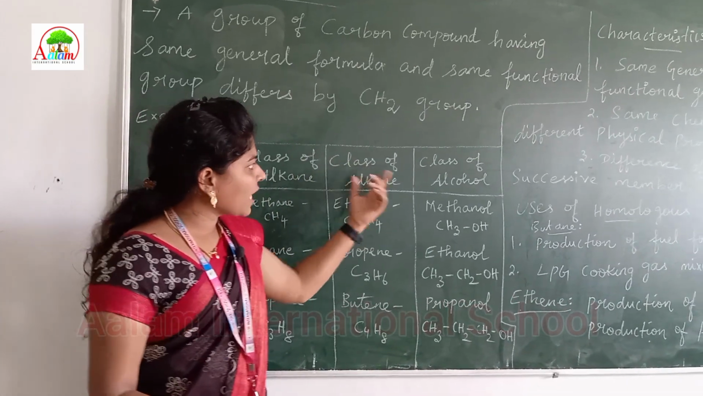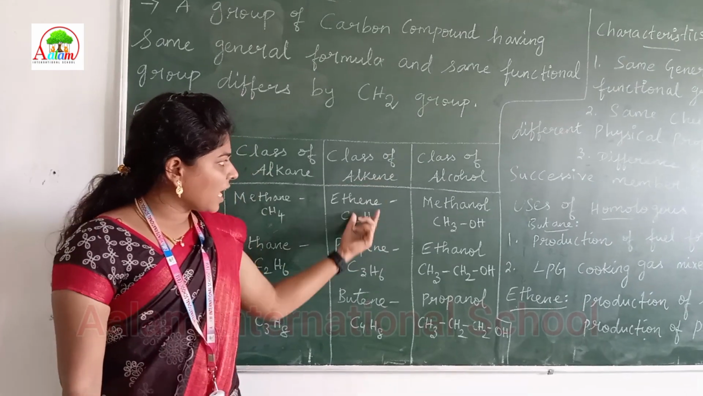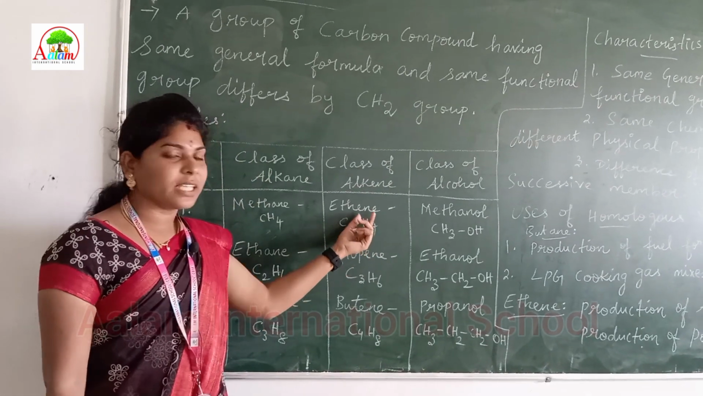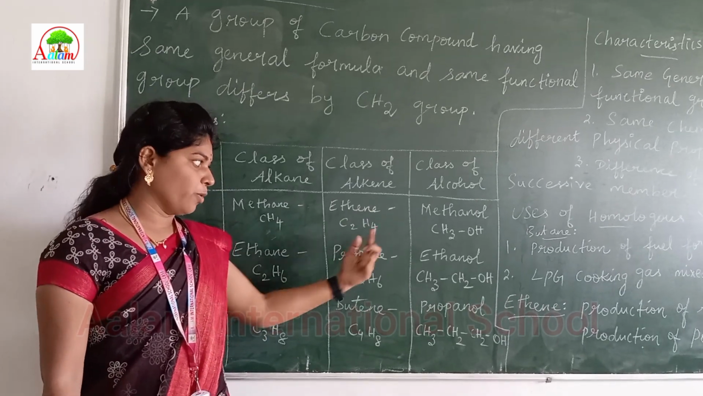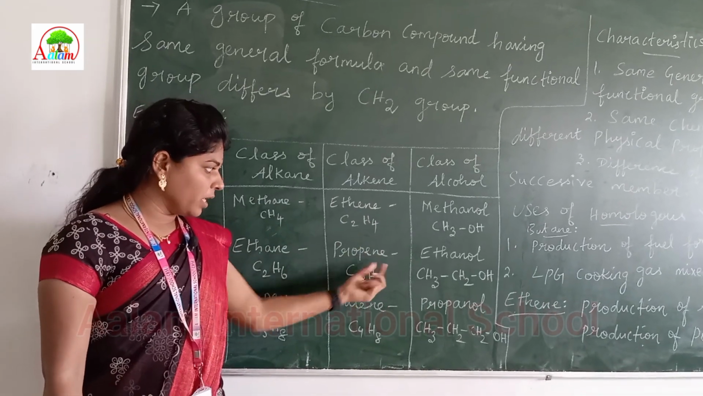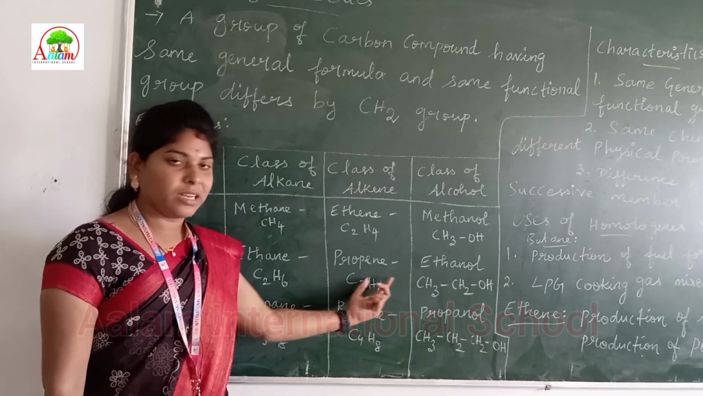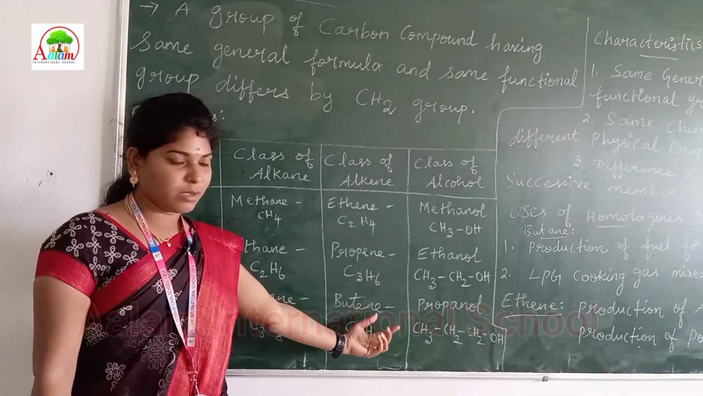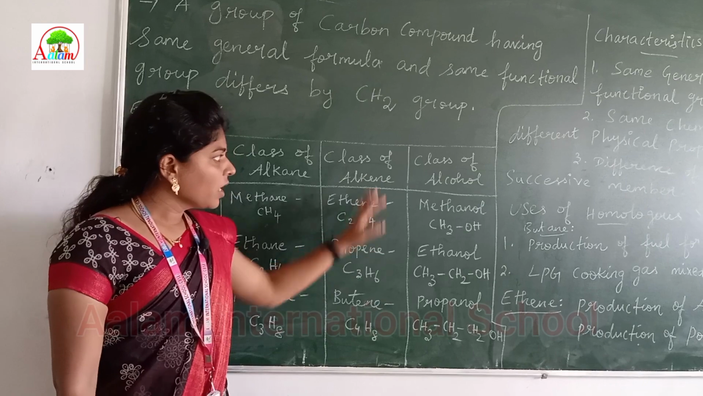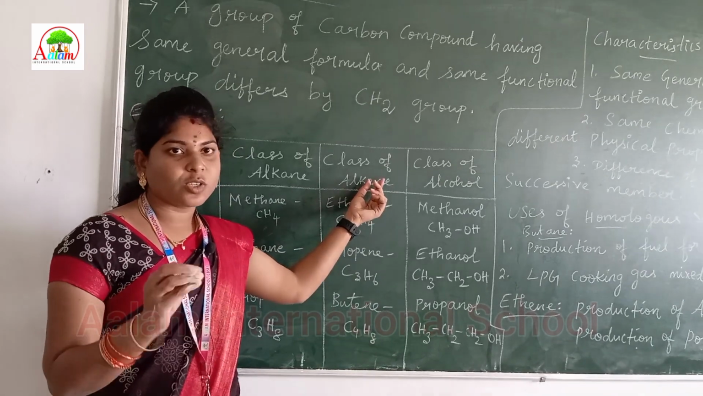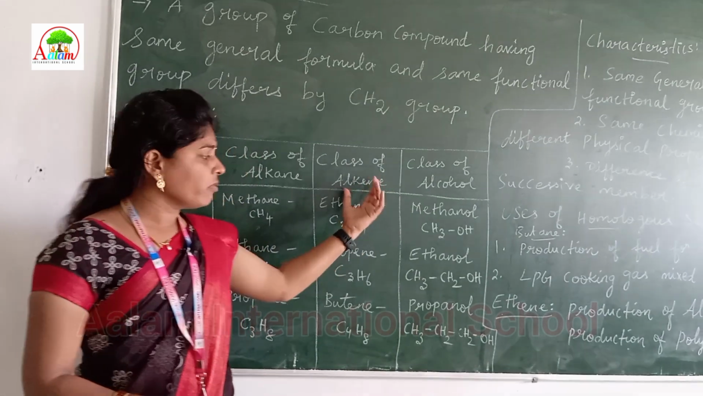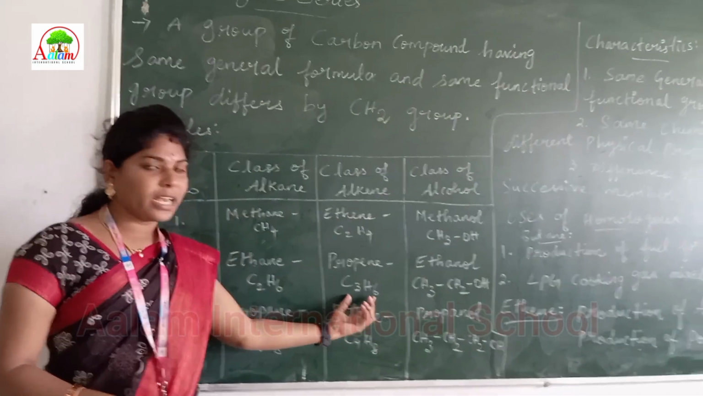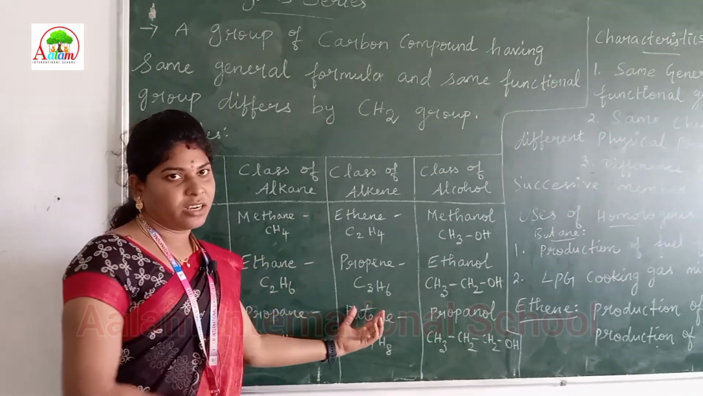Next example, the class of alkene. The first compound I took as an example is ethene. Ethene has molecular formula C2H4. Next example, propene, has molecular formula C3H6. Butene has molecular formula C4H8. In this class, alkene also has a general formula, and from that general formula we have created the organic compounds.